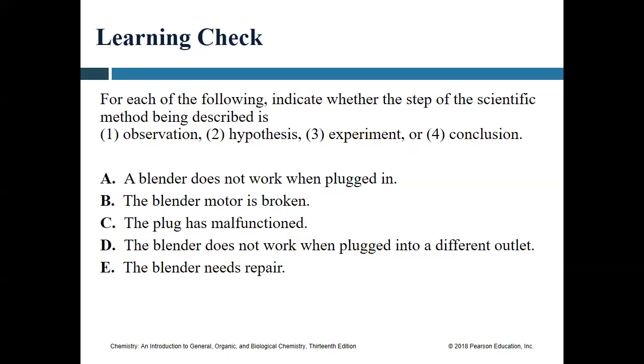All right, let's look at some other ones here. A blender does not work when we plug it in. Observation, hypothesis, experiment, or conclusion? If it's a conclusion, it has to answer the question, why? This is just a what. This is an observation.